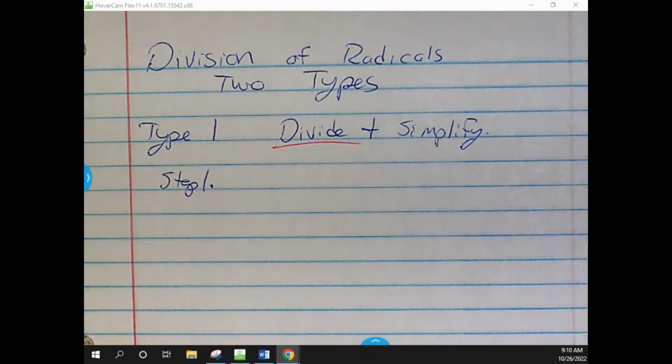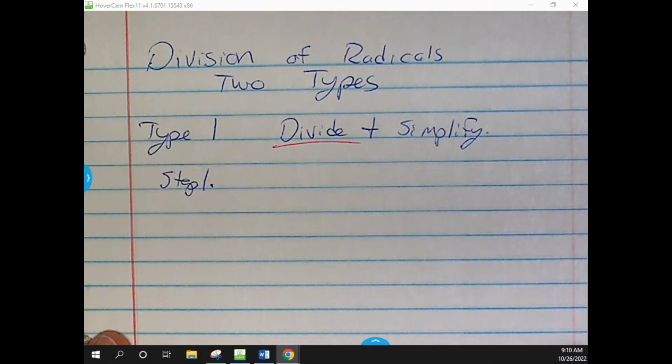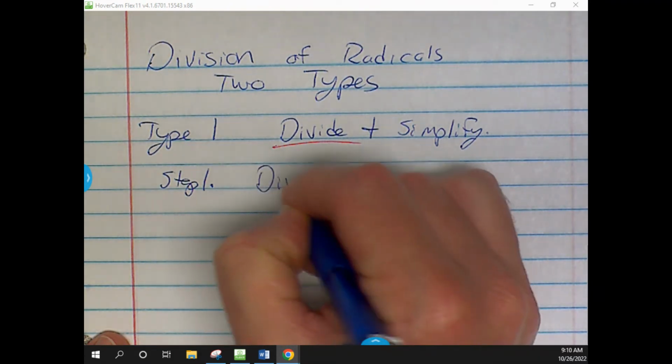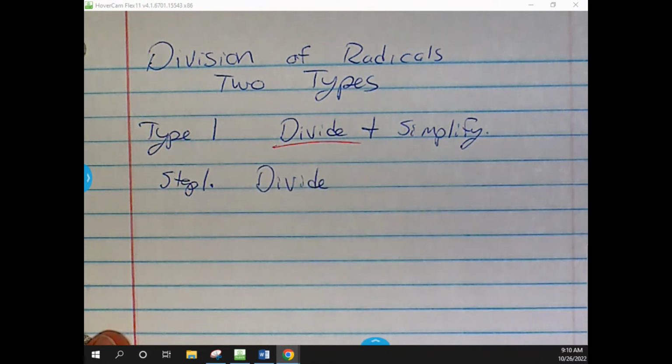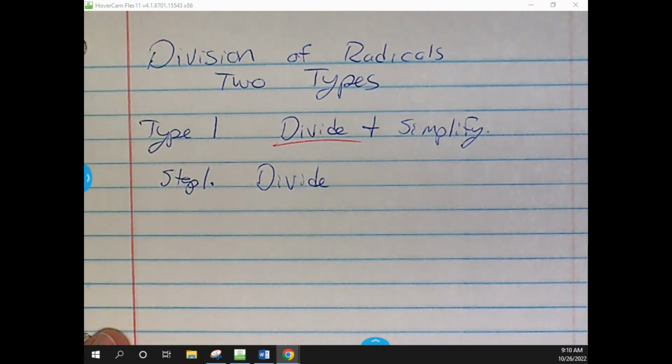Okay, so they ask you to divide and simplify. Well, it does what it says do. You divide the radicands.